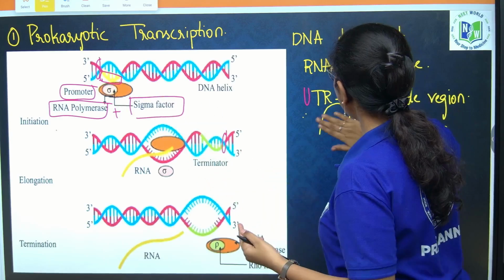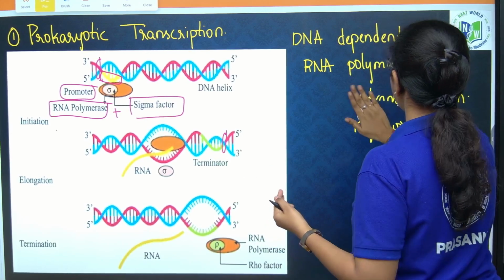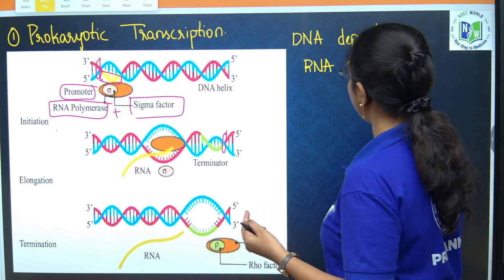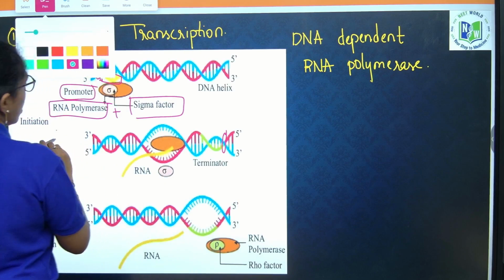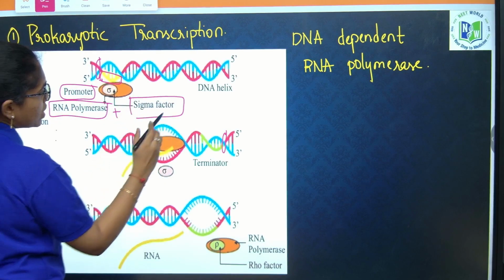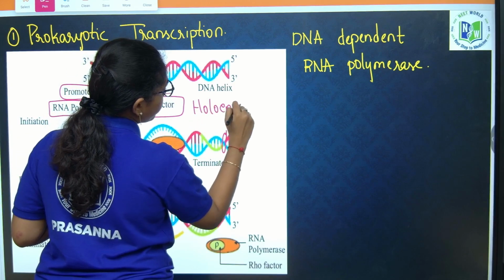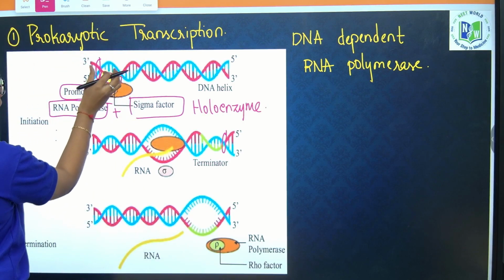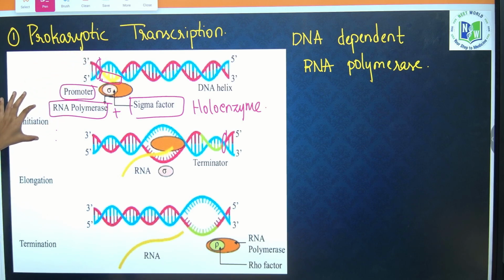And coming back to the initiation concept, if you look here, sigma factor is binding along with RNA polymerase, forming what? Holoenzyme. This RNA polymerase binding along with sigma factor forms holoenzyme. This enzyme will come and attach or bind over which region? Promoter region. This forms the initiation.